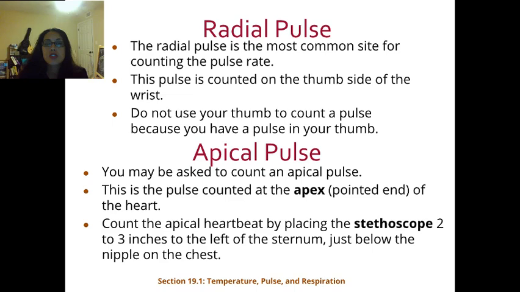No thumb. Okay, so the apical pulse is a little bit more advanced. We'll discuss it. You may be asked to count an apical pulse. This is a pulse counted at the apex of your heart. We're talking about down here, where everybody kind of thinks their stomach is, and you count the heart directly. That's where you get the best sound. You need a stethoscope to listen directly over it. It's 3 inches to the left of your sternum, just below the nipple of the chest, and so you're able to count it directly.